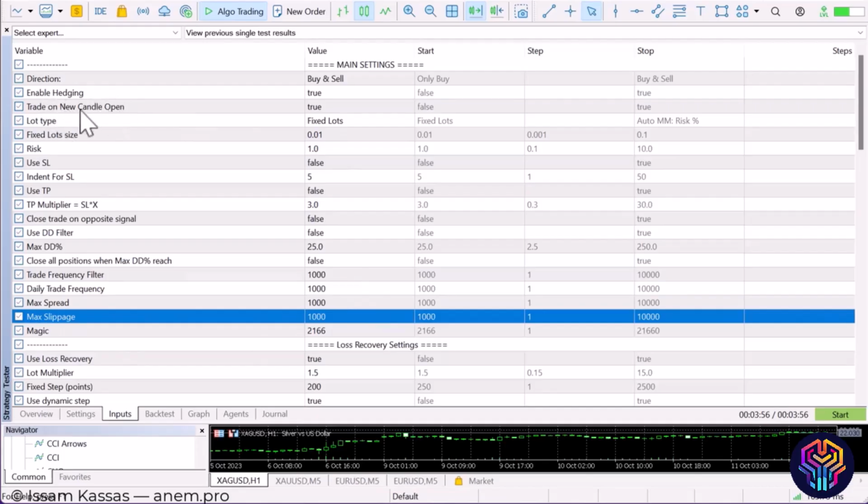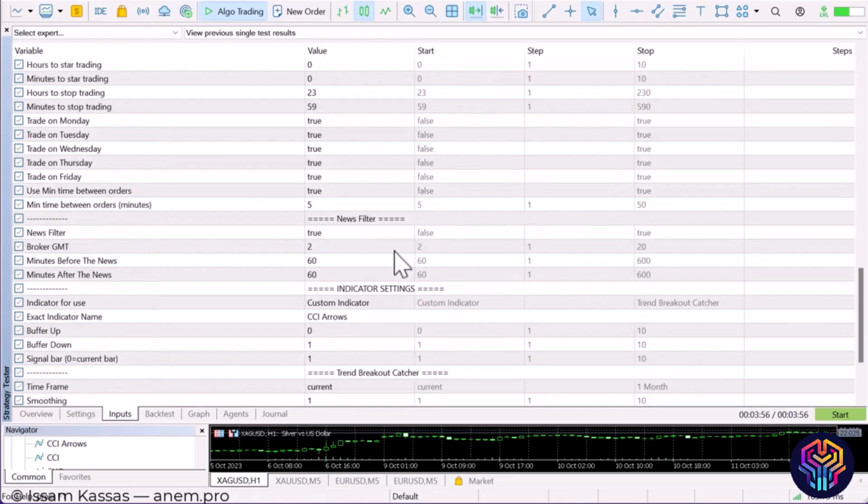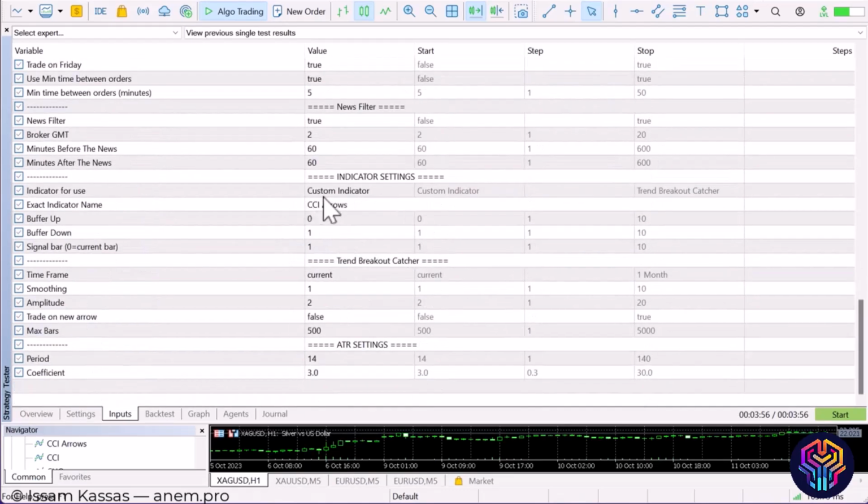Now there's also trade on a new candle. That's something that I added in a very advanced way to take trades as well. This is something very technical that we can get into in the next videos, but in general, guys, I wanted to explain to you that in the same way that I use the trend breakout catcher as the native or built-in indicator here, I can use any kind of indicator that I have in the navigator here, and you can use it as long as it has these buffers.